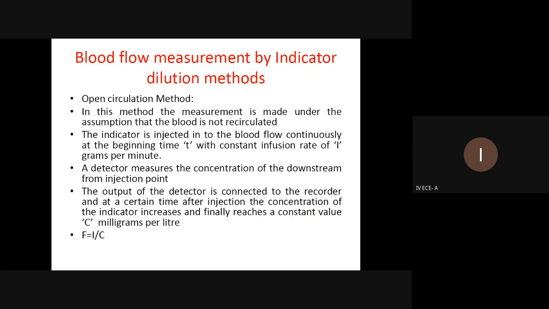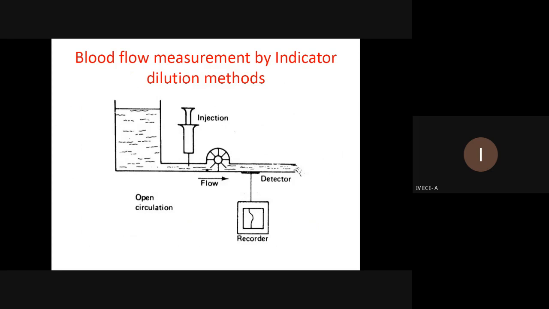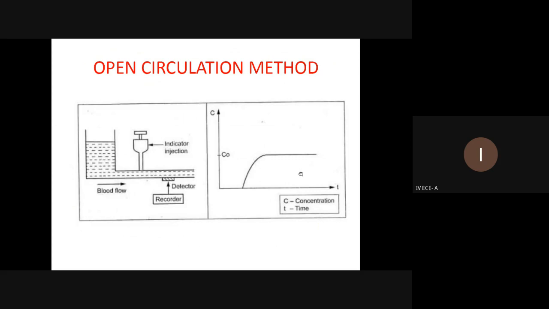Then the indicator dilution method. In the indicator dilution method there are two categories: the open circulation method and the closed circulation method. In the open circulation method, the measurement is made under the assumption that the blood is not recirculated. The indicator is injected into the blood flow continuously at the beginning time t with a constant infusion rate of 1 gram per minute. A detector measures the concentration downstream from the injection point. So this is the open circulation method.